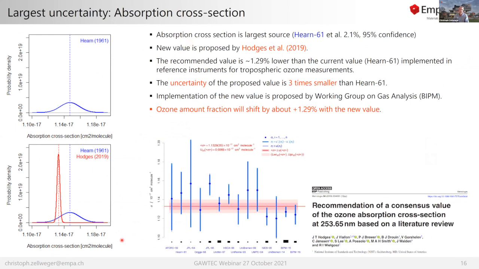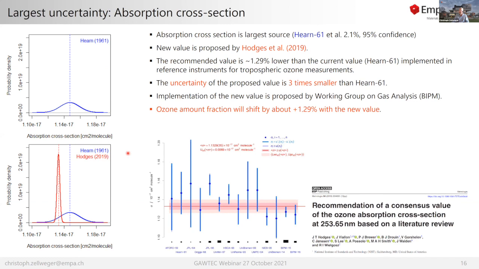It likely will be changed over the next few years, because in 2019, Joe Hodges published a recommendation of a new consensus value of the absorption cross-section at 253.65 nanometer. This is the wavelength where we do these UV absorption measurements. And there will be a new value. It will take probably a few years from now, but the new absorption cross-section is lower compared to the one that is currently used from 1961.